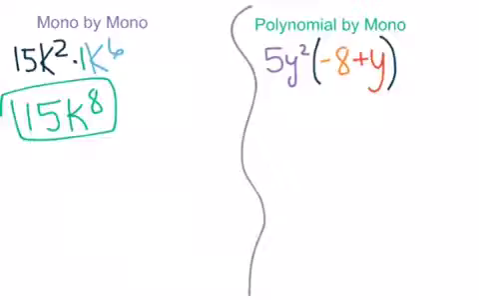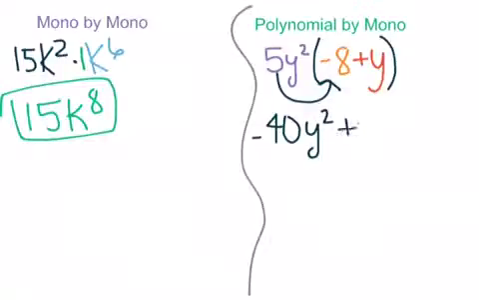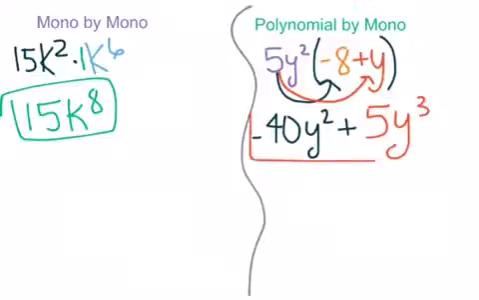Okay. All right, now we have a polynomial by a monomial. So 5y squared times negative 8. Multiply our coefficients first, so that's going to be negative 40. Then y squared times nothing is y squared. Plus 5y squared times y. There's the implied 1 in front, so 5 times 1 is going to be 5. y squared times a positive y is going to be y to the 3rd. And that is your final answer.